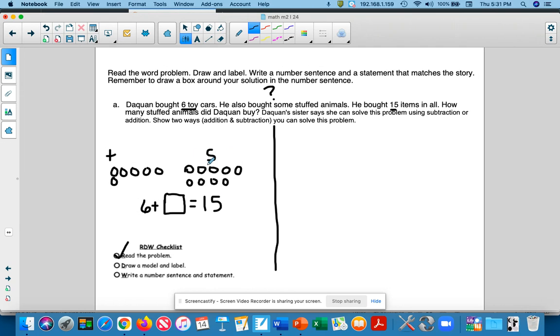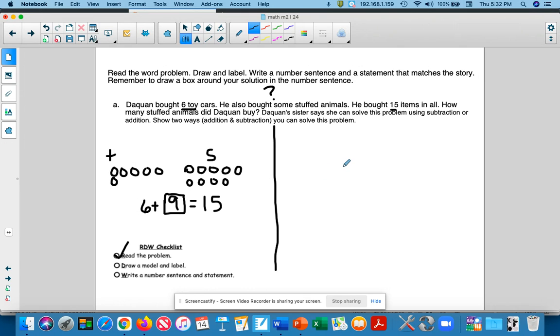And now we're just going to count up and see what we have. So I know I did my 5 group drawing. If you did your 5 group drawing, it's easy peasy counting. 5, 6, 7, 8, 9. So our missing add-in is 9. That means it's 9 stuffed animals. That's one way of solving.